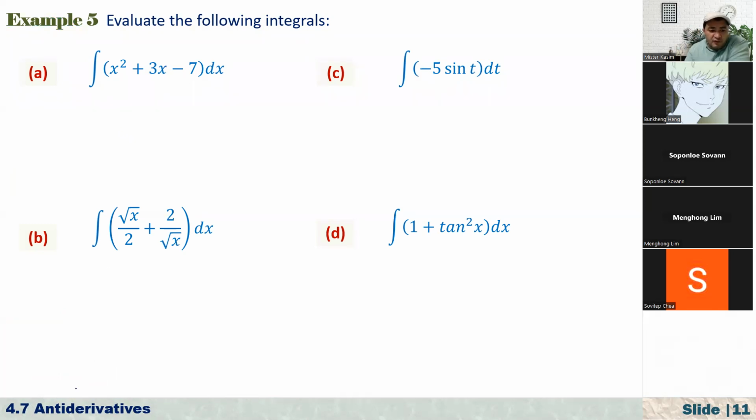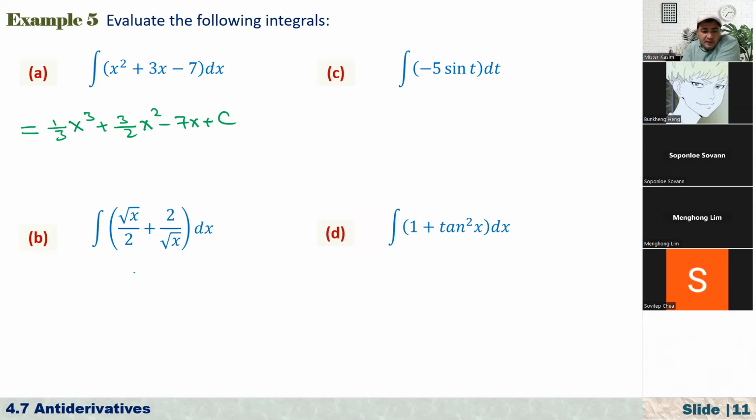So to evaluate the first one, for example, the integral of x squared plus 3x minus 7 is 1 over 3 x cubed plus 3 over 2 x squared minus 7x plus c. And how about b?